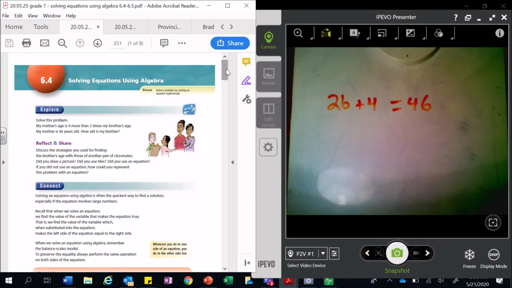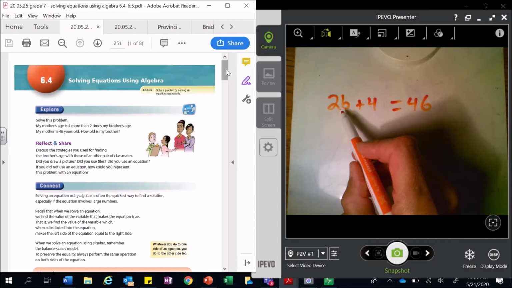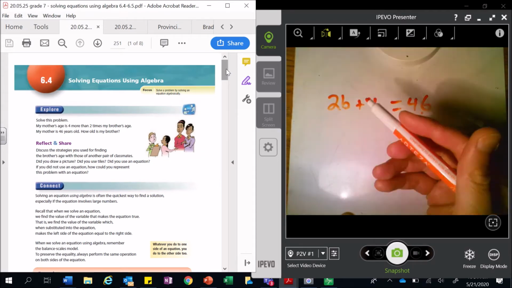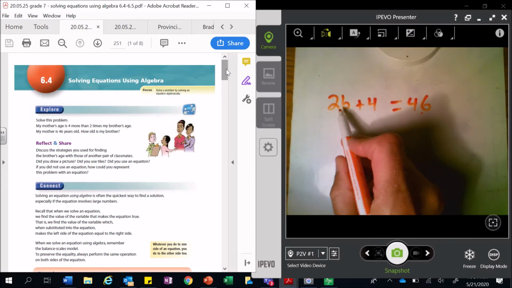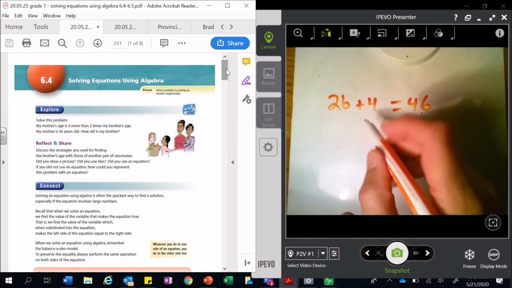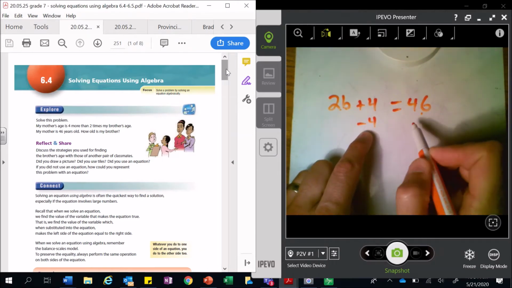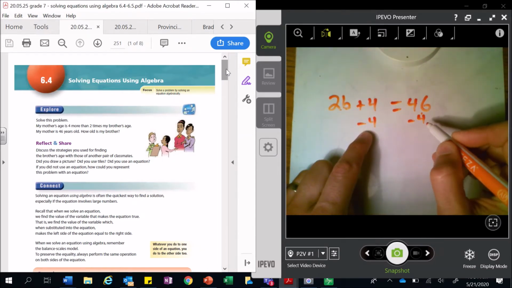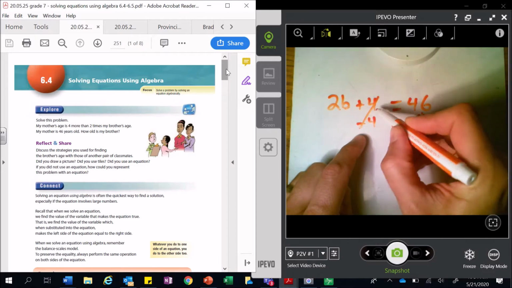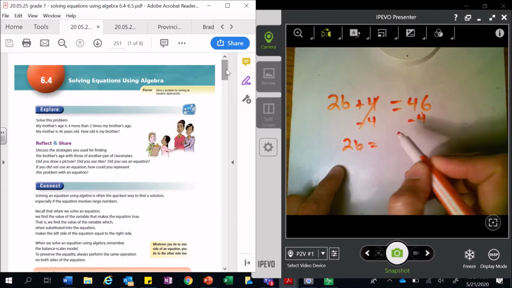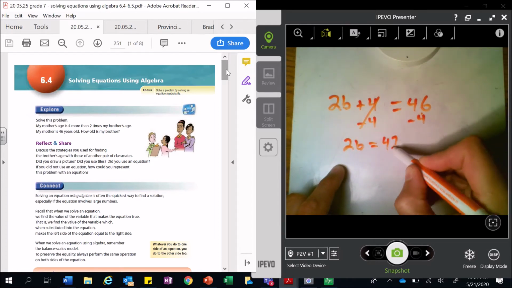So how old is my brother? Well, I know that she's 2 times my brother's age plus 4 more equals what she is now, 46. Now we just have to figure out what b is. Well, first let's get rid of this 4. If I'm going to get rid of it here, I have to get rid of it on the other side too, so that it's balanced. Plus 4 minus 4 cancels. I now have 2b equals 42.